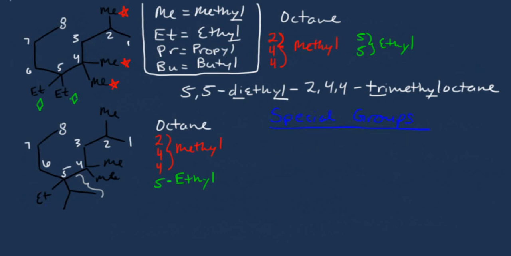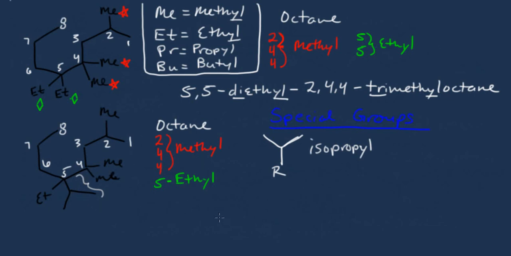So if you see, let me do this in a better color. I'll just do it in white. So if we have a group that looks like this, and R is just some arbitrary group down here, we don't care what it is, we're going to call this isopropyl. And so we know now what this group in brackets is.